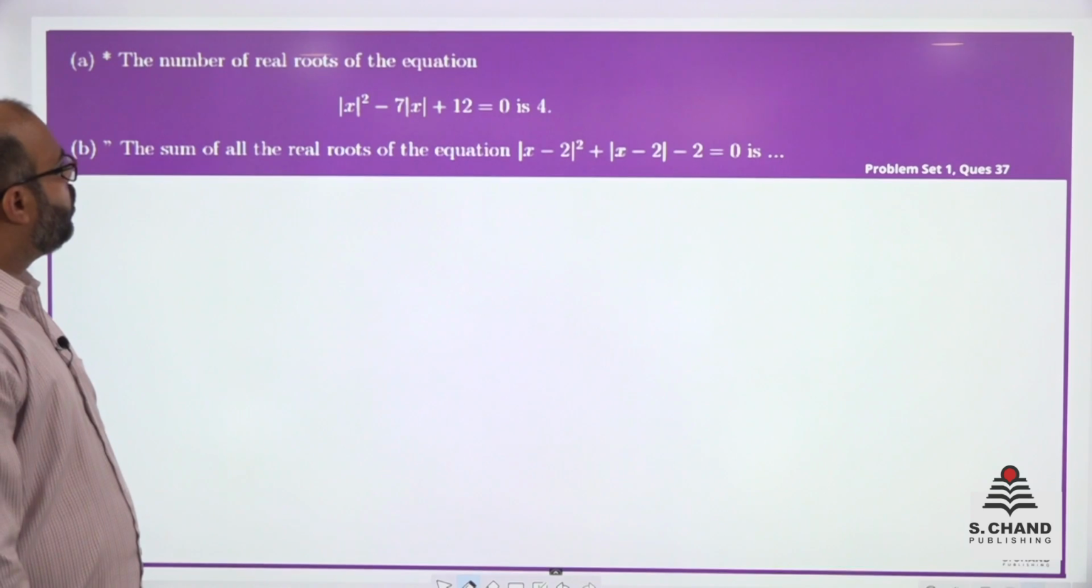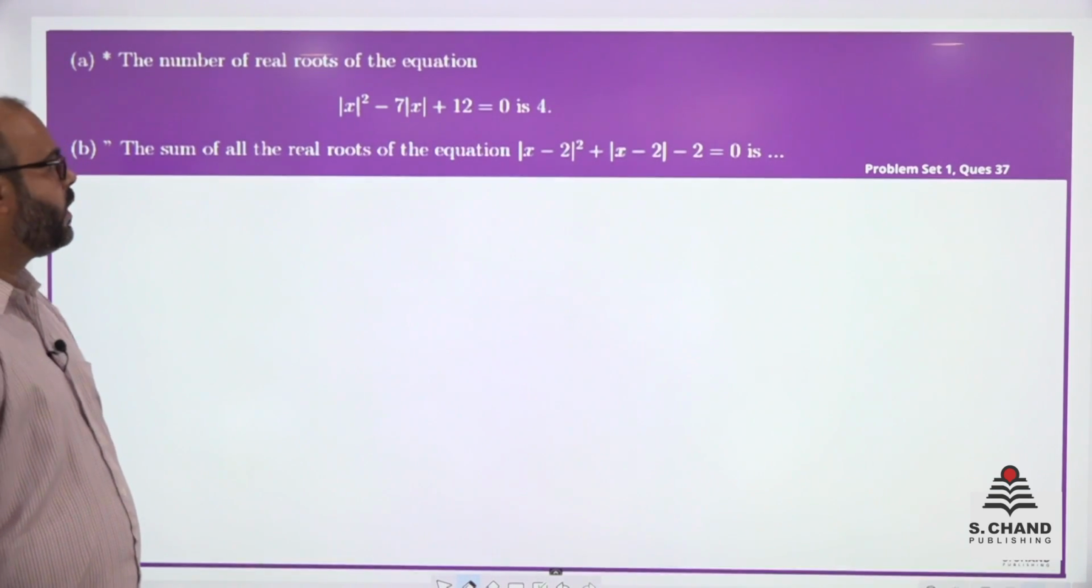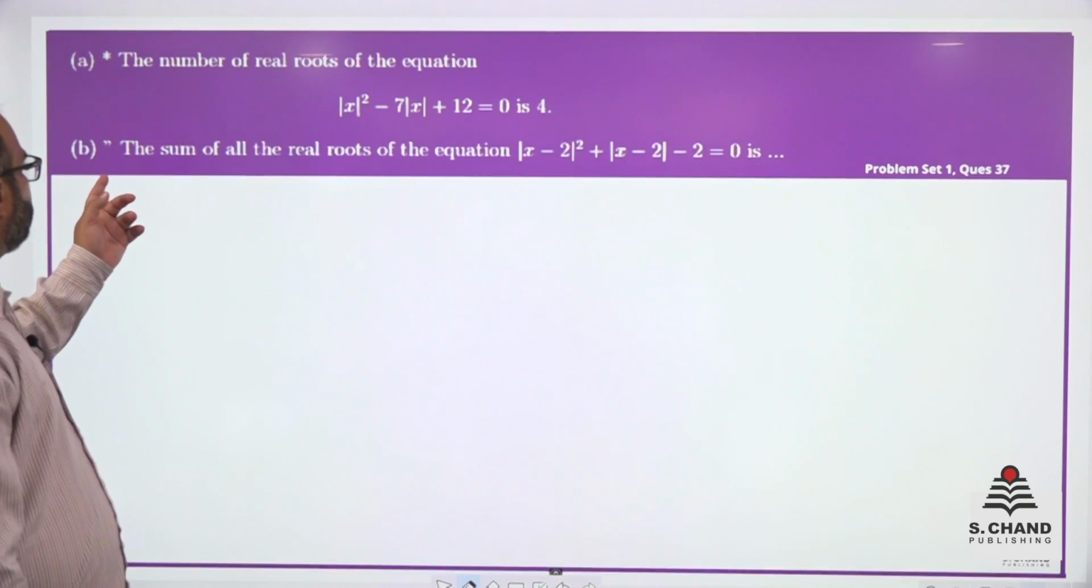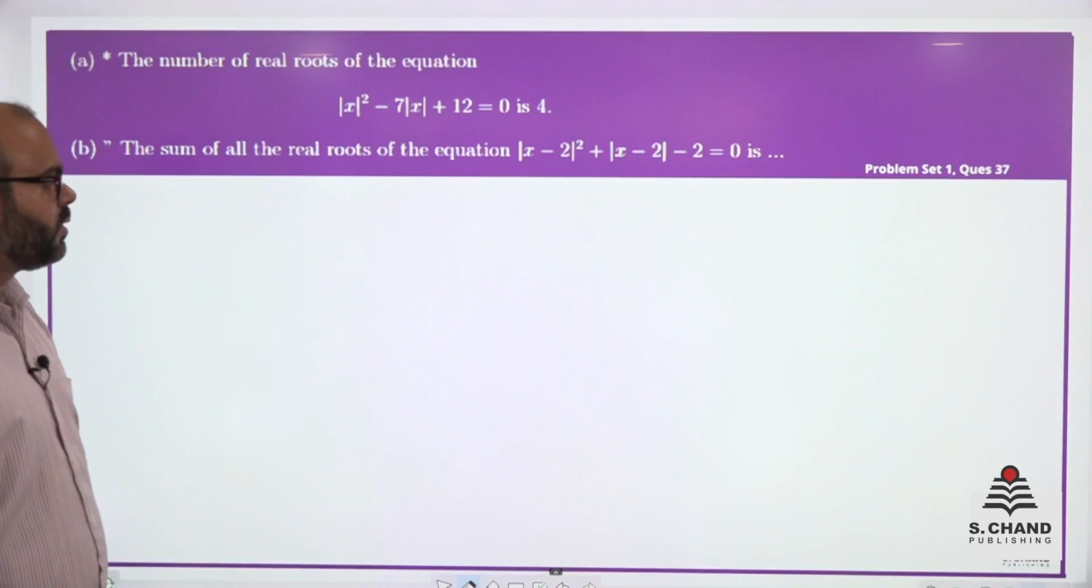Next question, the number of real roots of the equation, this is 4. Is this correct or not? Let us see. Another part says the sum of all the real roots of the equation is, find the answer.